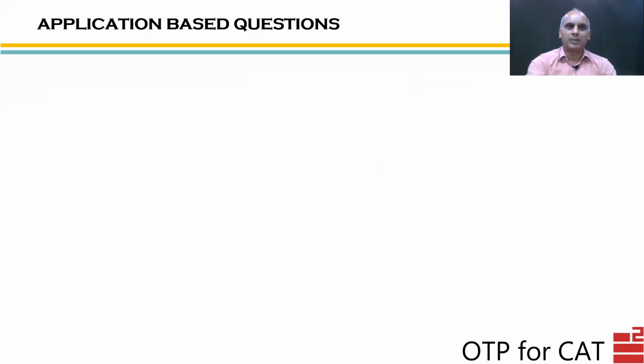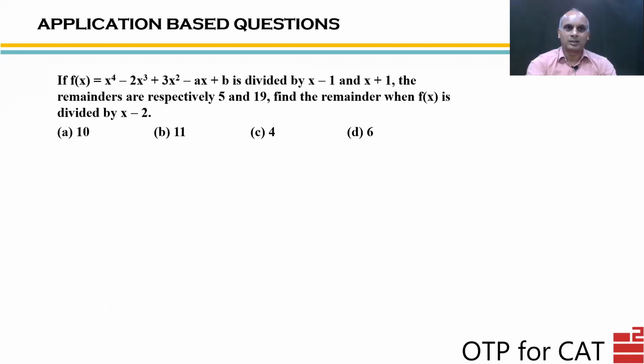Let's take one more application-based problem, and this is this. If the given polynomial is divided by this, the remainders are 5 and 19 respectively. Find the remainder when f(x) is divided by x minus 2. So how do I go about this? First, please notice that in the main function given, we are not given the values of a and b. These are unknown constants. How to find the values of these unknown constants? We'll make use of the remainder theorem in this question.